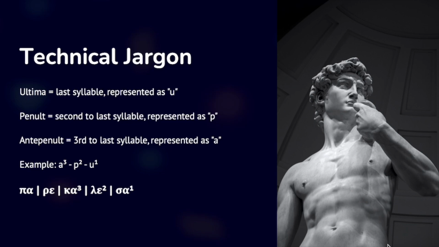Now, this is an important rule. Greek accents can only appear, as I said, over one of the last 3 syllables of a word. So if a word is longer than 3 syllables, you'll only consider the last 3 when figuring out accents.